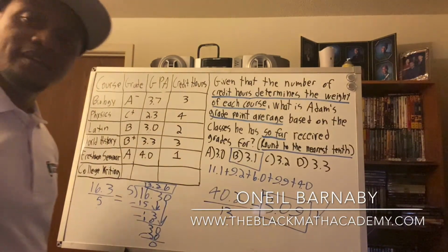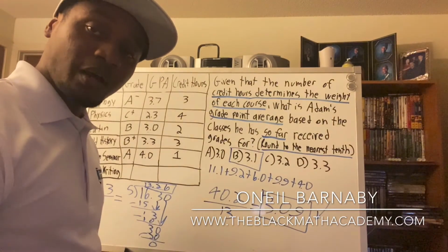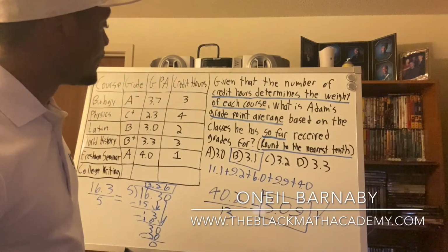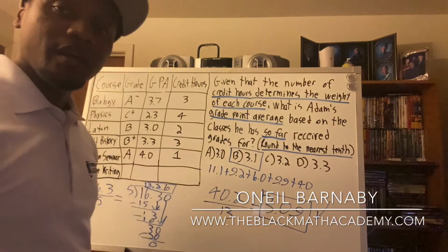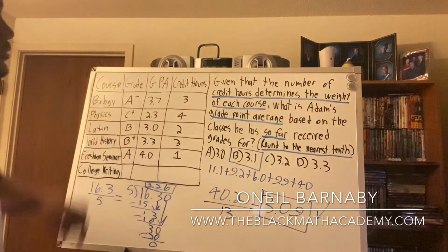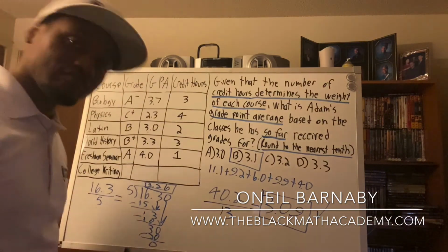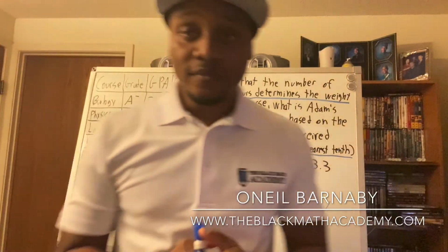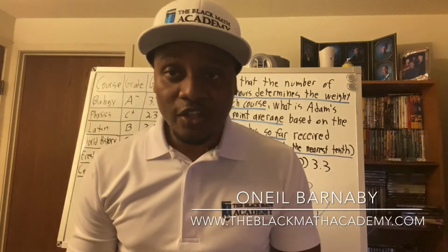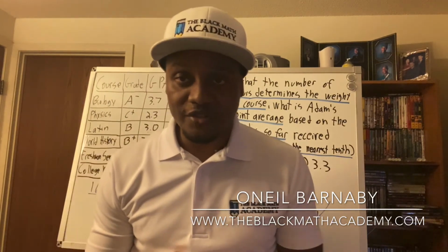And that is how you go about solving a weighted average problem, and specifically, how you go about solving your GPA in college as it pertains to your credit hours. So that's how you go about solving that kind of problem. That's another example of Intelligent Black Society.